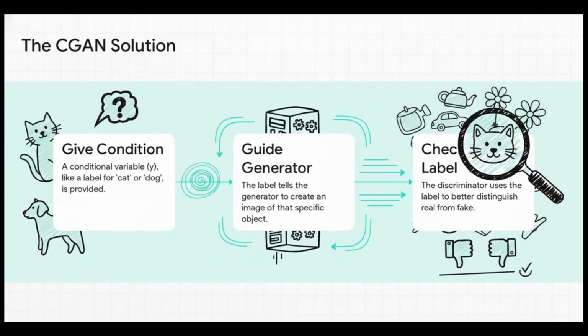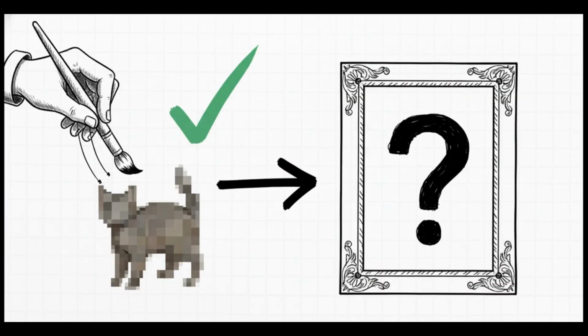The answer was beautifully simple. It's called a conditional GAN, or CGAN, and the idea is you just give both the forger and the critic a little hint, a label like the word cat. So now the generator isn't just making a random image, it knows its job is to make a cat. And the discriminator isn't just looking for any old fake, it's specifically checking, is this a convincing fake cat? That one little change was a game changer. It gave developers control.